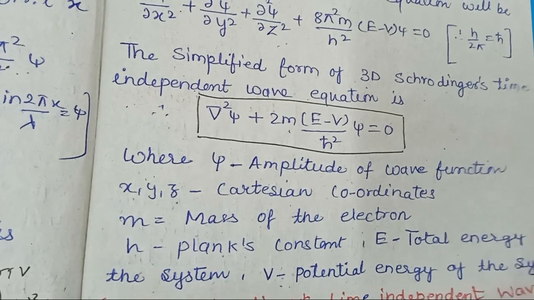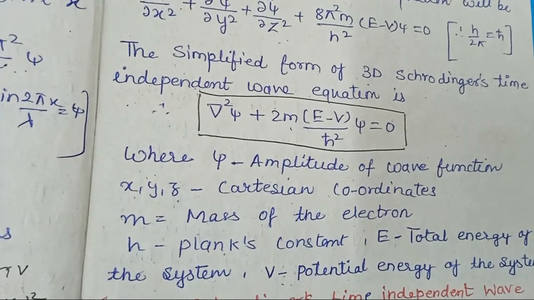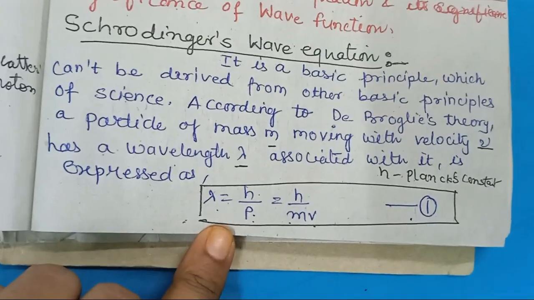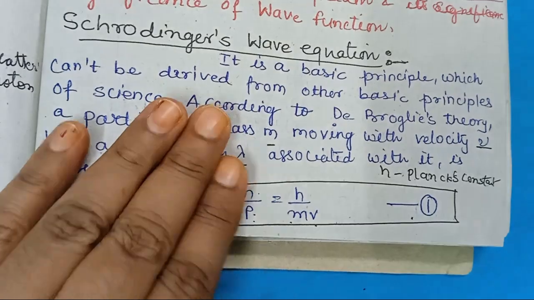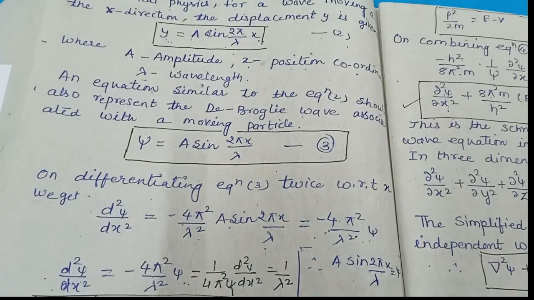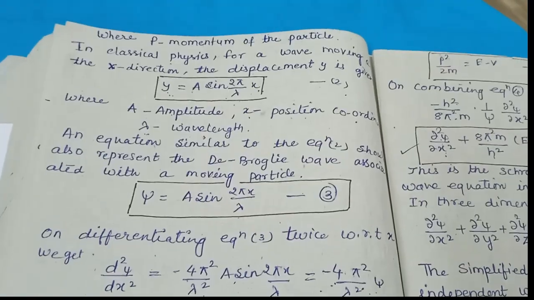In the next video I will show you the free electron theory. This is the Schrodinger time equation. If you want, please write it and do it once. You can easily understand it.